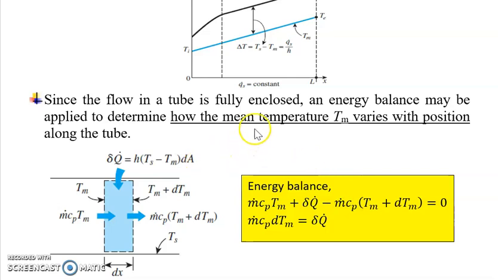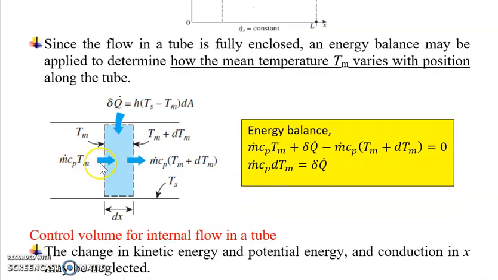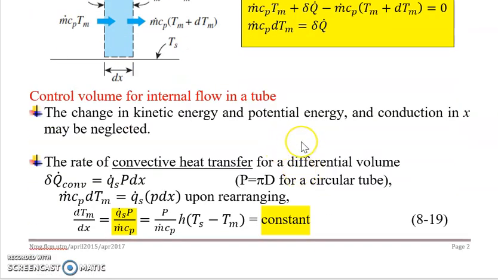Now, since the flow in the tube is fully enclosed, an energy balance may be applied to determine how the mean temperature varies with position along the tube. So you have an energy balance, the energy brought in by the mass flow into the infinitesimally small control volume, and also energy brought in by the constant surface heat flux via convection, and energy brought out by the mass flow out of the control volume. So you have an energy balance here, which finalized into this equation. The change in kinetic energy and potential energy are neglected.